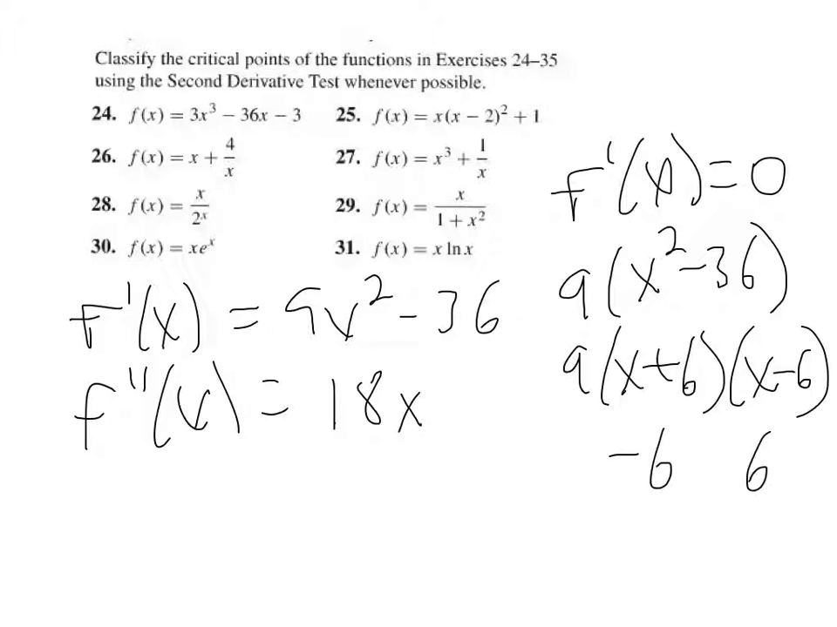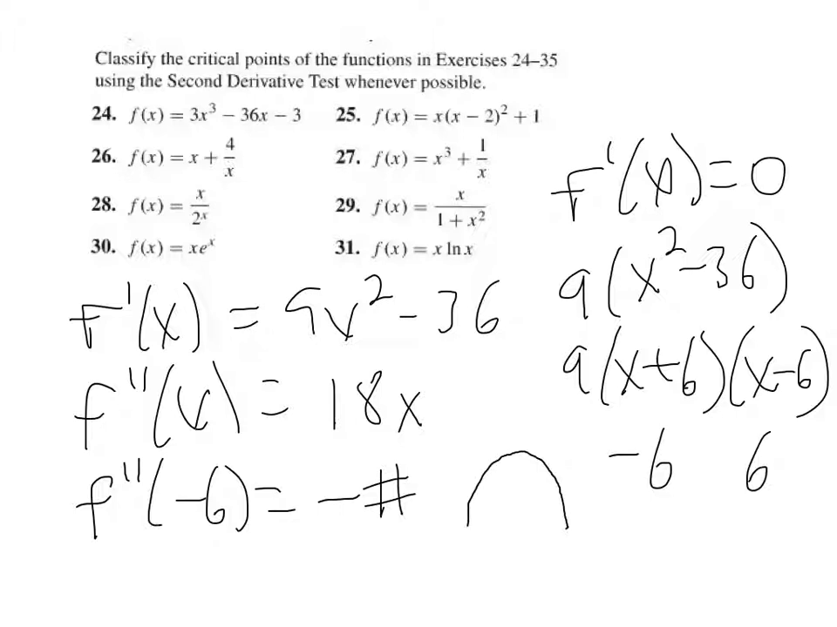If I put those into my second derivative, f double prime of negative 6 is going to be a negative number, whatever negative 6 times 18 is. Since the second derivative is negative, I know that the original function is concave down, which tells me this place where the slope is 0, where the first derivative equals 0, will be a maximum because it's concave down. The second derivative is negative.